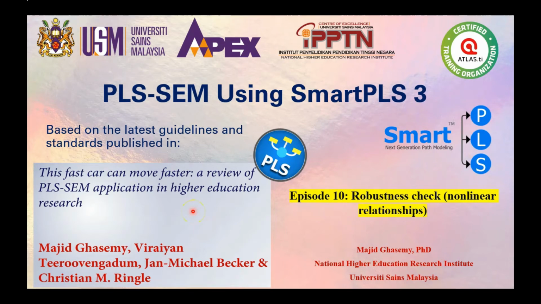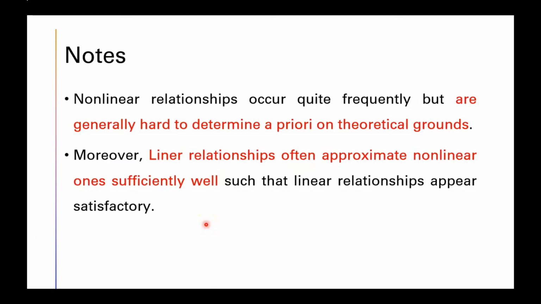In this video I'm going to show you how you can examine nonlinear relationships as a kind of robustness check using SmartPLS in the context of PLS-SEM. So there are 2 points that I need to highlight here first. Number one is that nonlinear relationships occur quite frequently but are generally hard to determine a priori on theoretical grounds. And number two is that linear relationships often approximate nonlinear relationships sufficiently well.